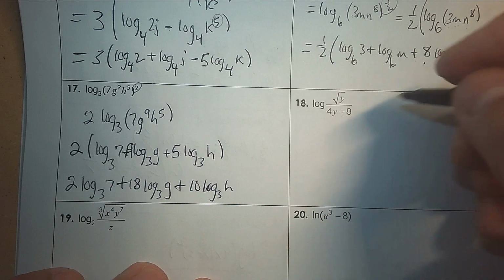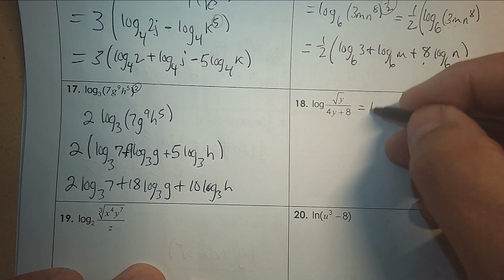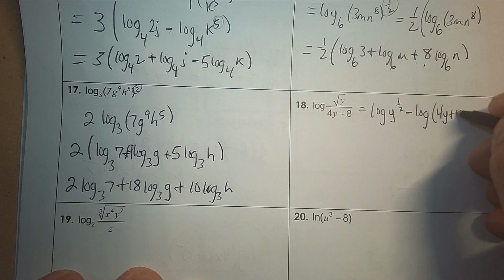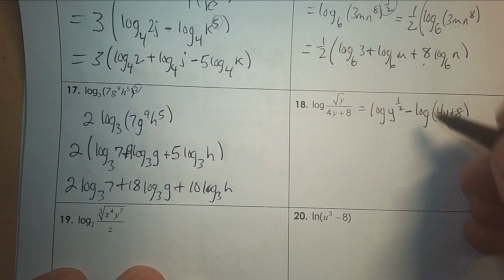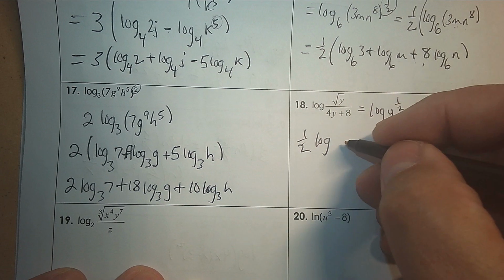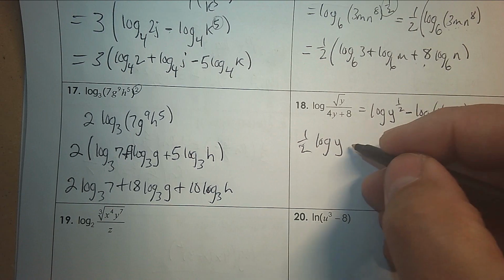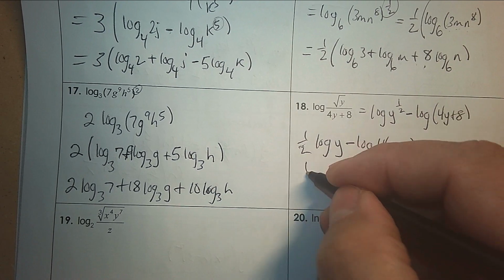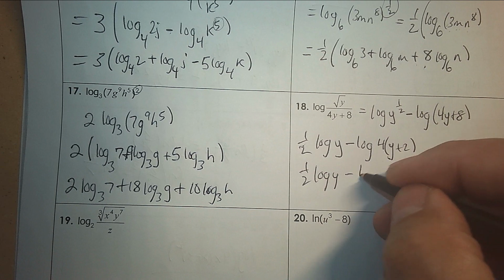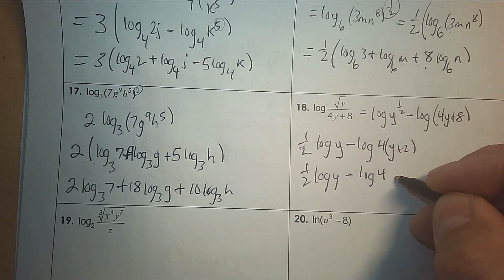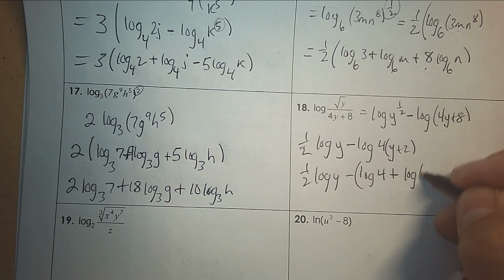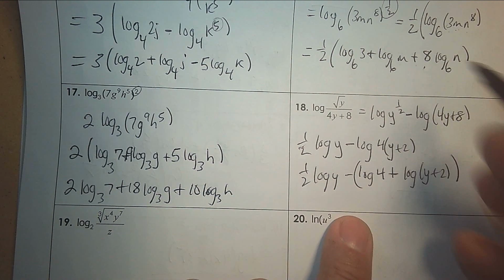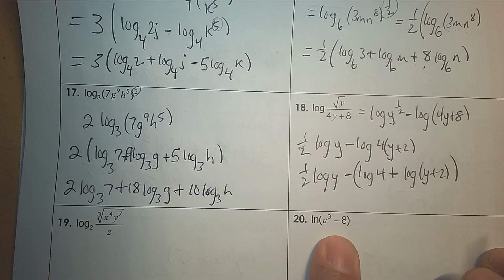18. So I see dividing, so I'm going to write this as log y to the 1/2 subtract log 4y plus 8. So the first part, the exponent 1/2 goes in front. Now for the second part, in order for me to expand it, I got to factor. So I can factor a 4 out and get y plus 2, so that to fully expand it, I can now write log 4 plus log y plus 2. So that because I'm multiplying, I can expand it further with adding. Notice I put parentheses over everything that's subtracting because the whole thing belongs to the denominator.